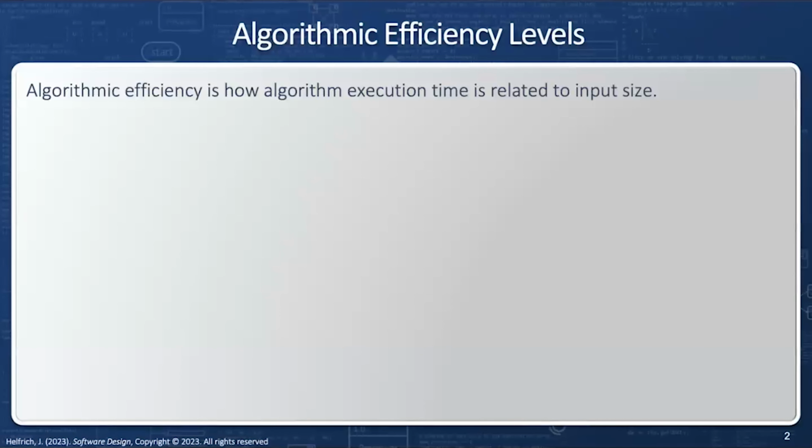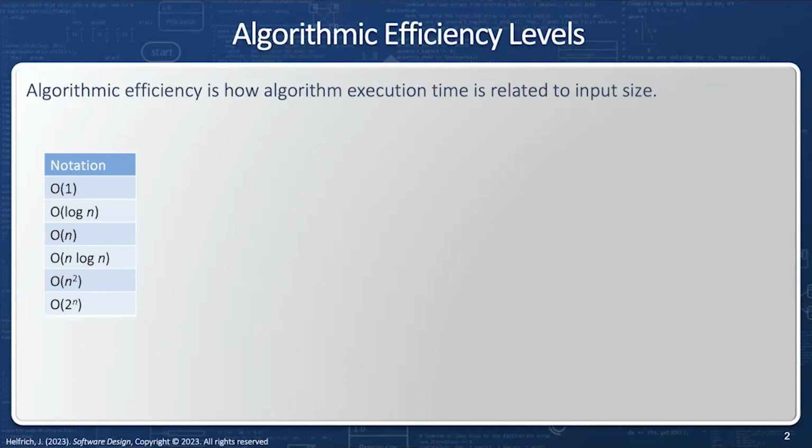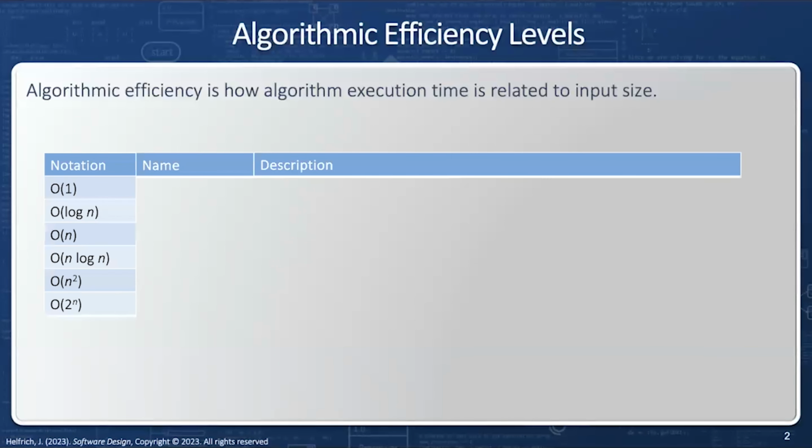Recall that algorithmic efficiency is how algorithm execution time is related to input size. And we have several different notations. The first one is O(1). The second one is log n. The third is linear. The fourth is n log n. The fifth one is n squared. And the last one is 2 to the n. So let's take a look at each one of these in turn.